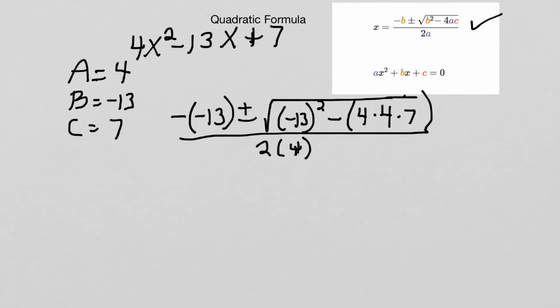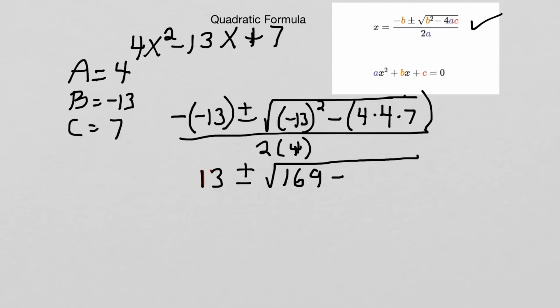All right, let's do the math on this. It's in 3 sections again. We'll do this first one. Minus negative 13 is going to give us a positive 13. Plus or minus, now we do all the math underneath the square root. Negative 13 times negative 13 is going to give you positive 169.